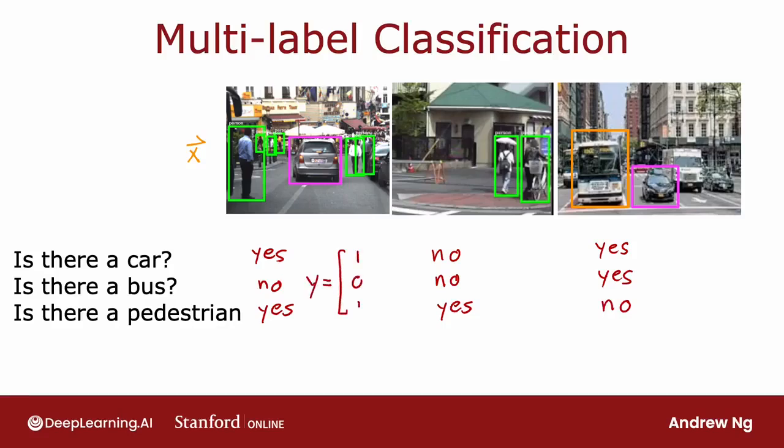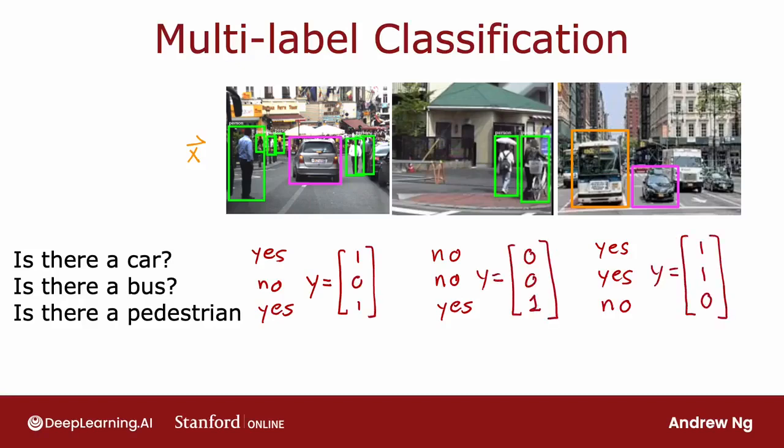So in this case, the target output Y is actually a vector of three numbers. And this is as distinct from multi-class classification, where for, say, handwritten digit classification, Y was just a single number, even if that number could take on 10 different possible values. So how do you build a neural network for multi-label classification?